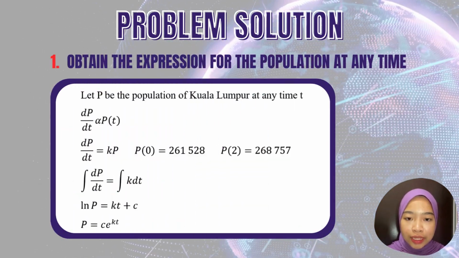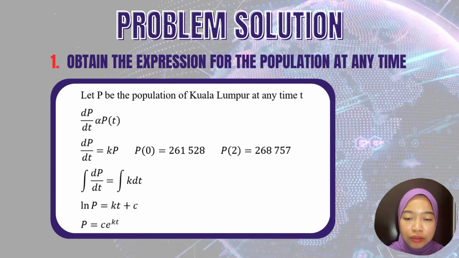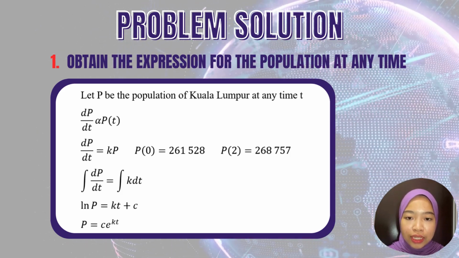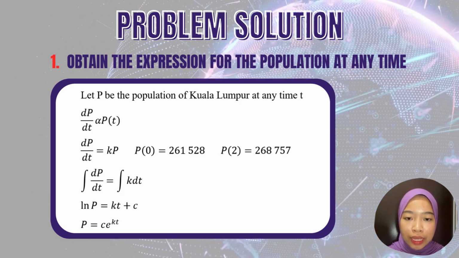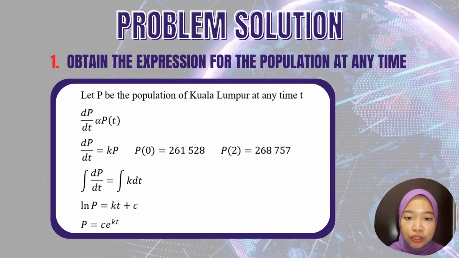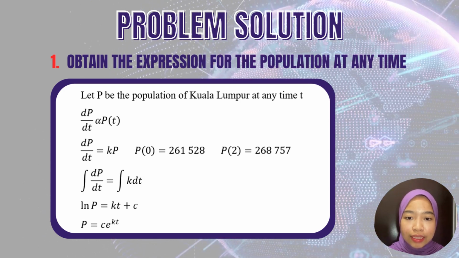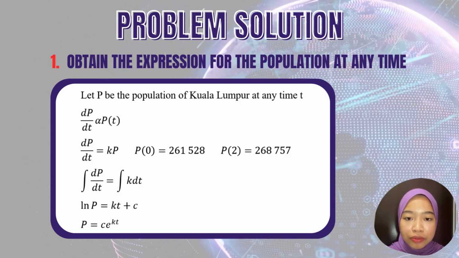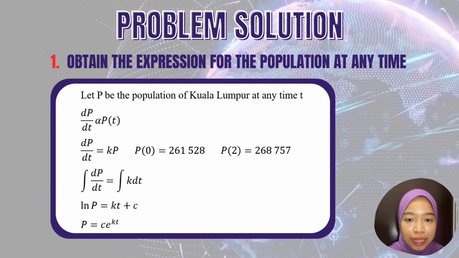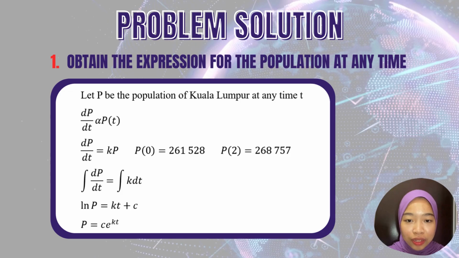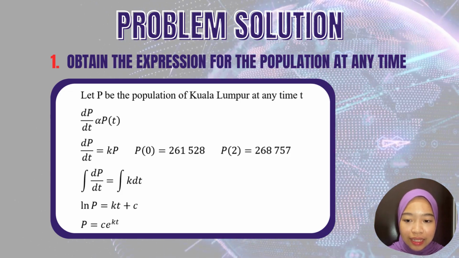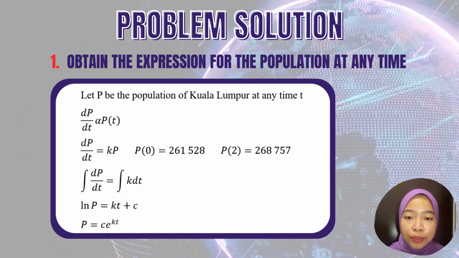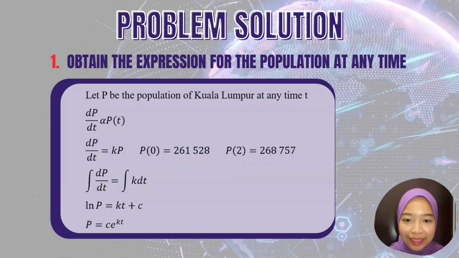Now, for the first objective, to obtain the expression for the population at any given time, we use the differential equation dP/dt = kP. P represents the population at any given time and k is the growth rate constant. Then, integrating both sides, we get ln P = kt + C, where C is the constant of integration. And lastly, exponentiating both sides, we get the general solution P = Ce^(kt).